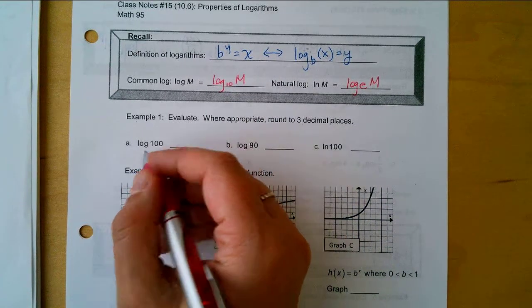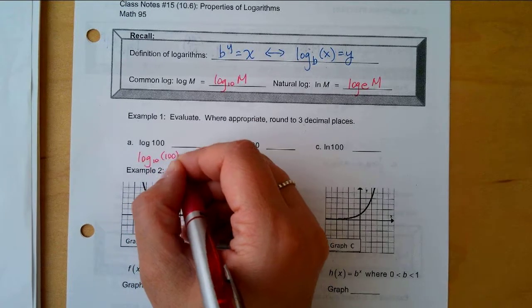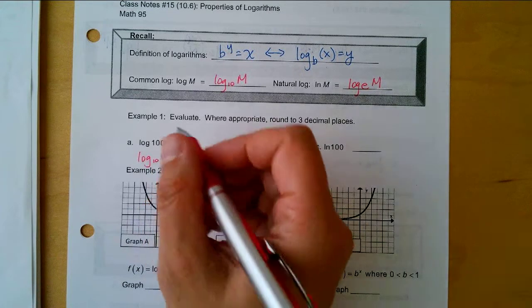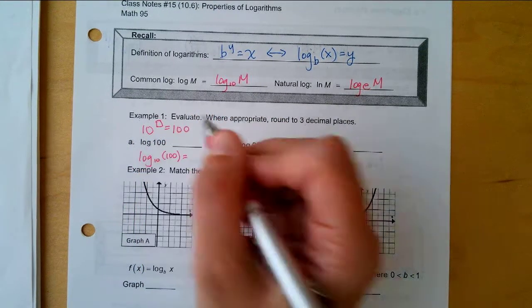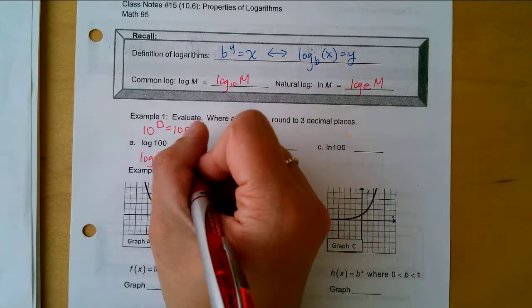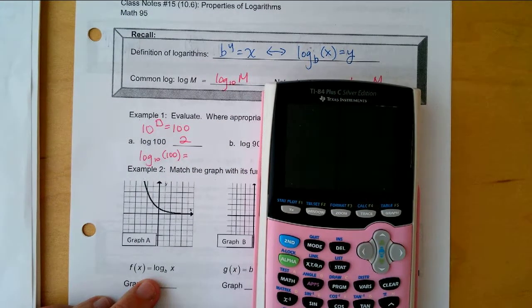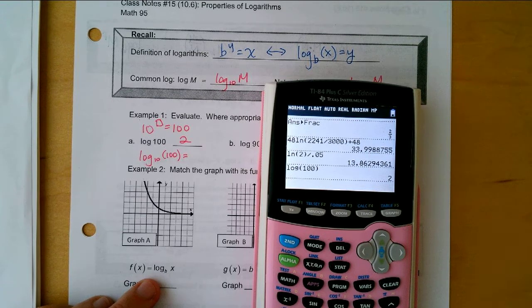So this is saying log base 10 of 100 is equal to what? We can use our calculator here, but let's just think this through. This is saying 10 to the what power equals 100. Does anybody know what answer we should expect there? 2. And let's just confirm that on our calculator as a way to check. So we have log of 100, and we expect that answer to be 2.